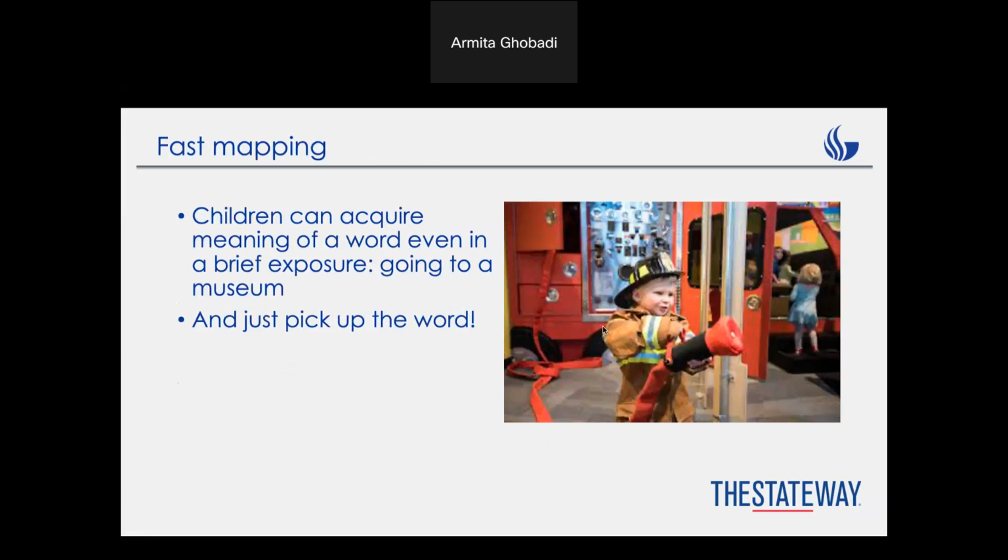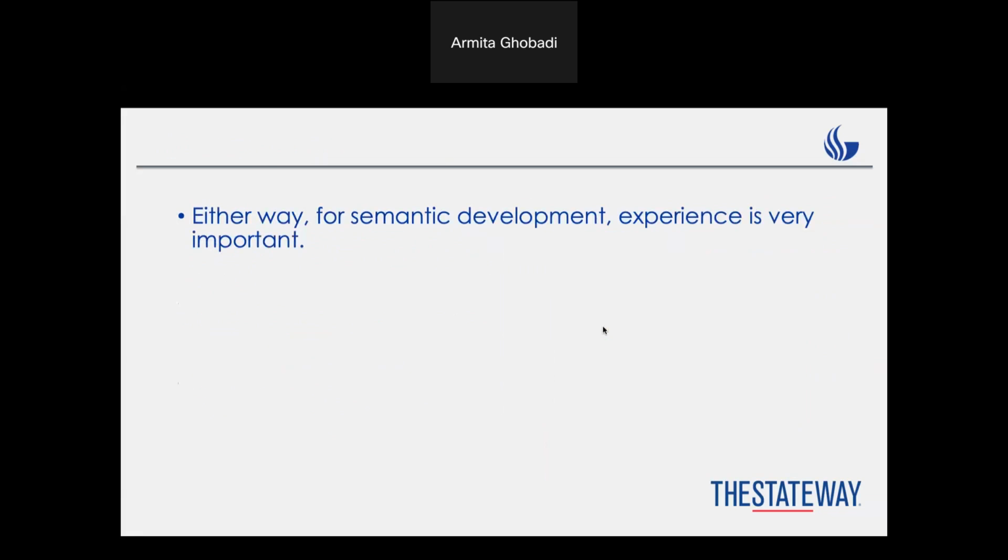Fast mapping is very amazing. It's very interesting because it seems like children can acquire the meaning of a word even in a brief exposure. For example, they go to a museum and they can pick up 100 words during that visit. This is not the case for adults, because most of the time we go to different places in a day, but we only absorb the information that we want. We wouldn't actually think about different discourses around us. We just focus on whatever we want and go back home.